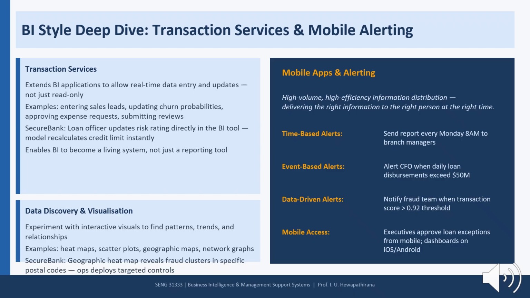Event-based alerts fire when a specific business condition is met. For example, alerting the CFO when daily loan disbursements exceed $50 million. Data-driven alerts are triggered by analytical thresholds. For example, notifying the fraud team the moment a transaction risk score exceeds 0.92. And mobile access means executives can approve decisions from their phone: loan exceptions, expense approvals, real-time dashboard access.